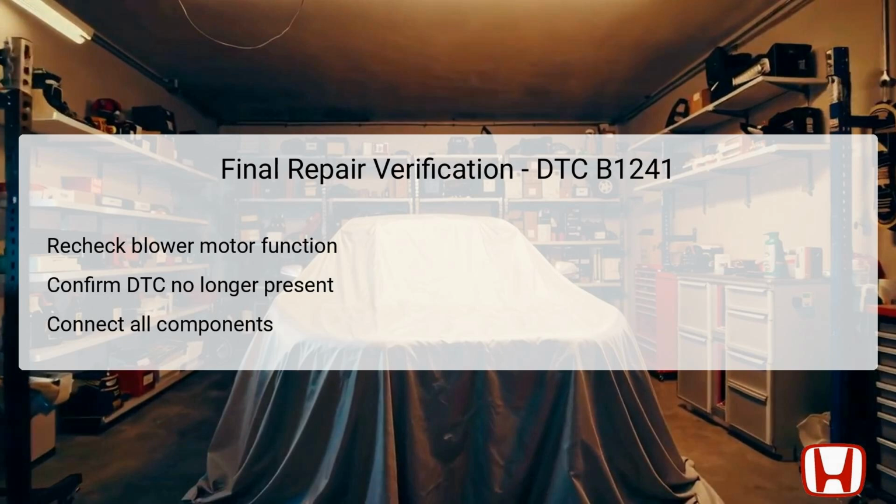repair process. Commence by checking the functionality of the blower motor, ensuring that it operates correctly at various speeds as intended. Once confirmed, use the HDS to scan for any lingering DTCs, ensuring that DTC B1241 no longer appears. This represents an essential step in validating the repairs.